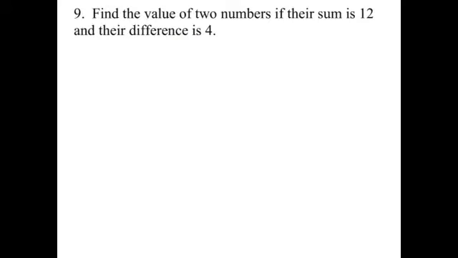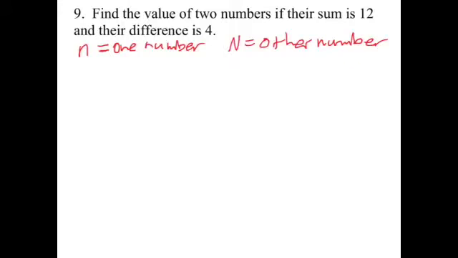So moving on to 9, read through that and try to figure out what your variables should be. Here I've chosen lowercase n to be one number and capital N to be the other number. And you can just read through this and get your 2 statements. The 2 numbers and their sum is 12. That just means that lowercase n and uppercase N add up to be 12. And their difference is 4, so n minus N is going to equal 4.